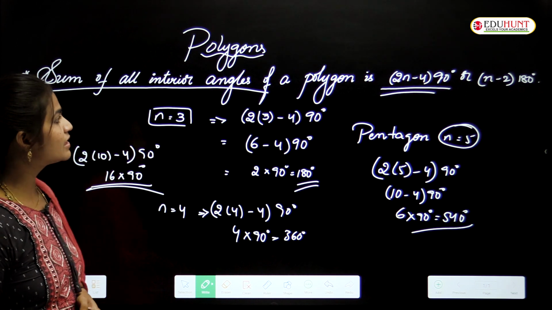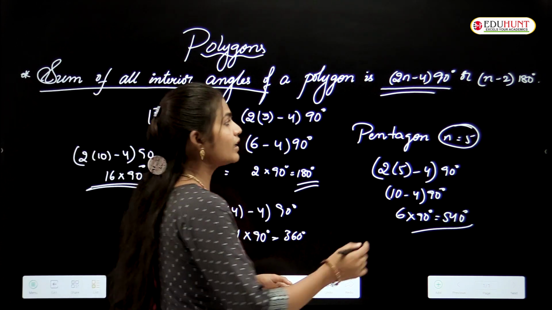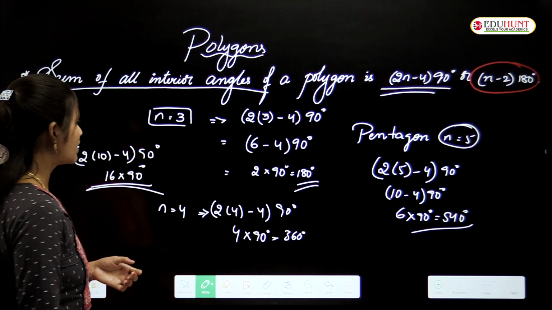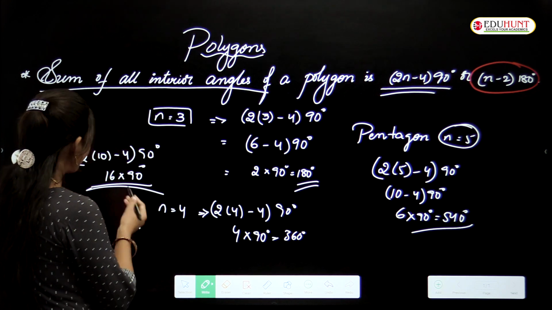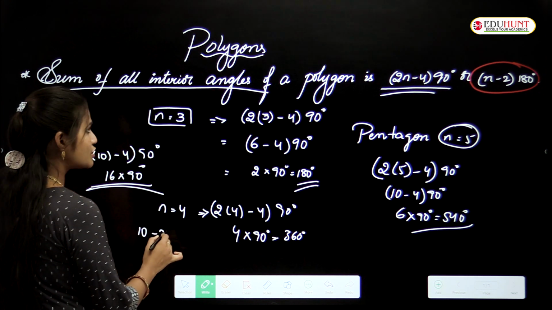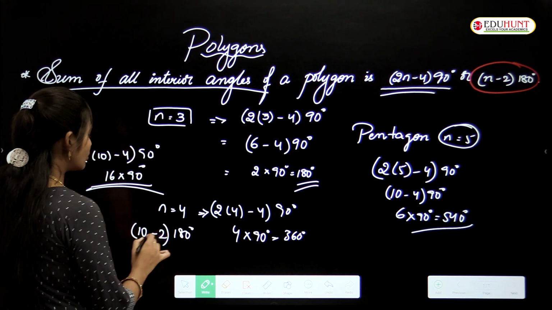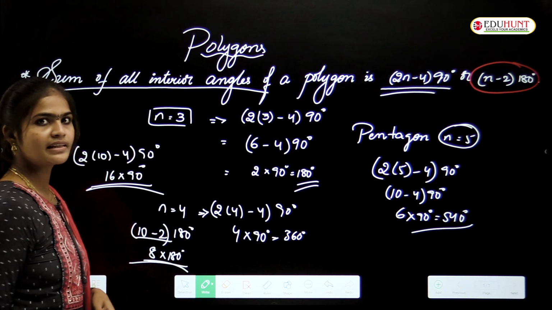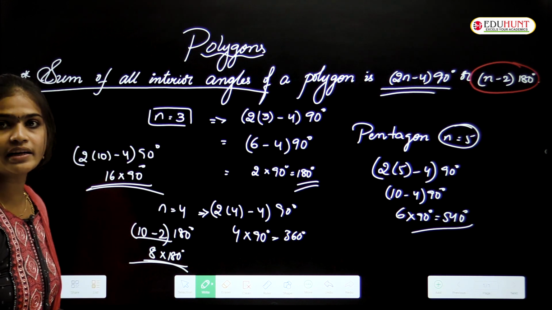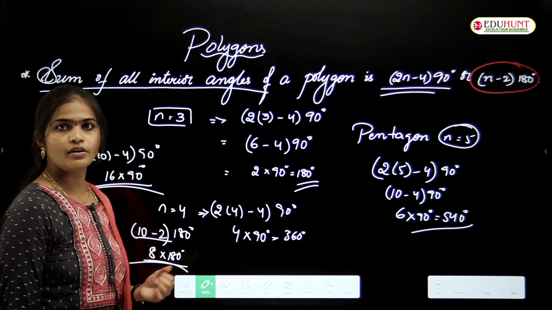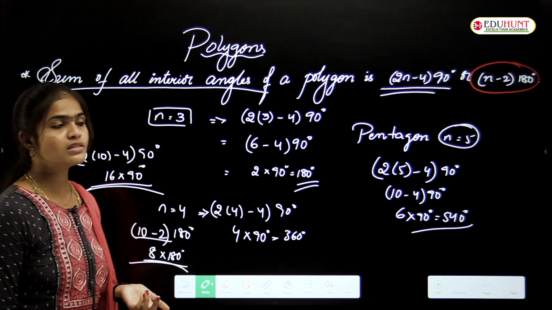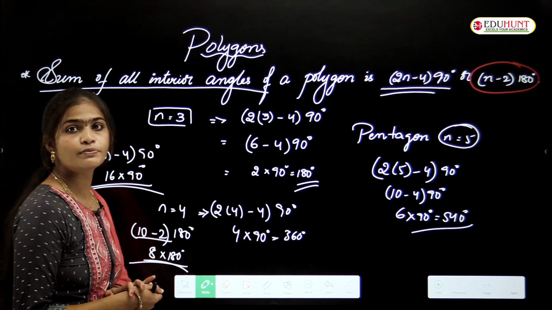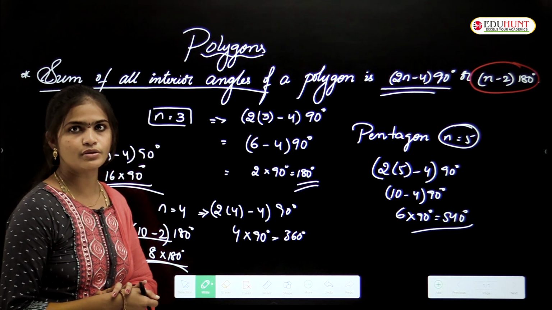Now, can we also use this formula, n minus 2 into 180? See here, for example n equals 10: 10 minus 2 into 180 degrees. 10 minus 2 is 8, 8 into 180. Again you will get the same result, 1440 degrees. So this formula also we can use. Either the formula n minus 2 into 180 degrees or 2n minus 4 into 90 degrees, any one of the formulas we can use here.